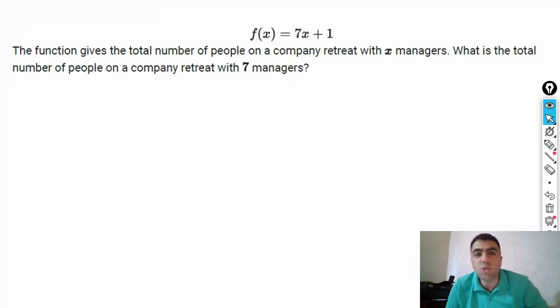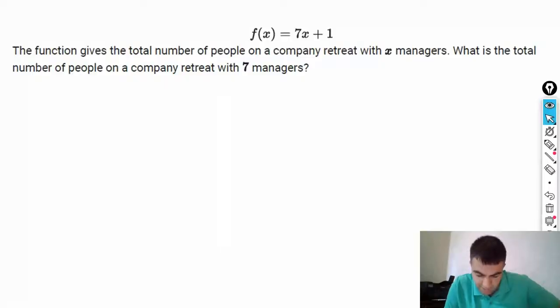The function gives the total number of people in a company with x managers. What is the total number of people in a company with 7 managers? Selcan says it is 50. Yes, Selcan, you are right. This is 50.